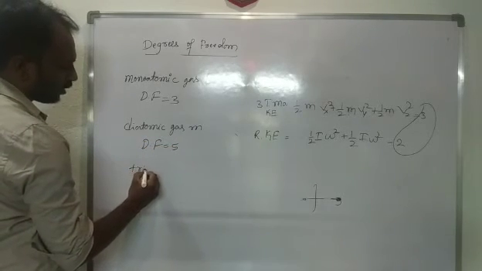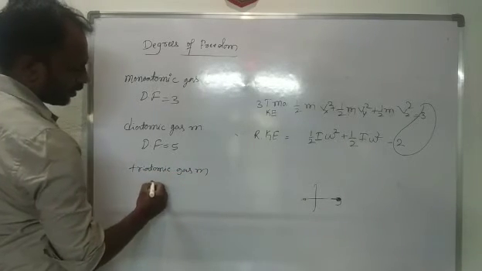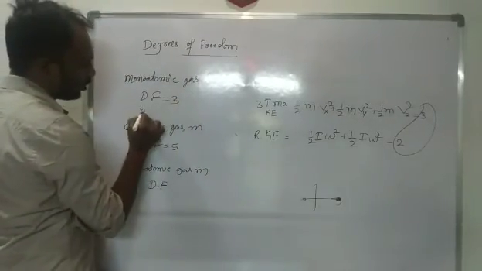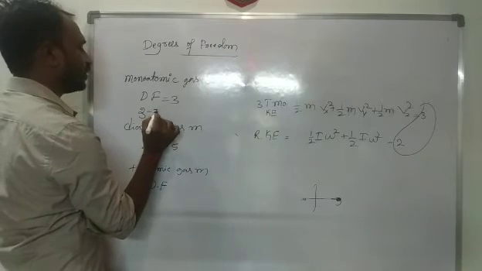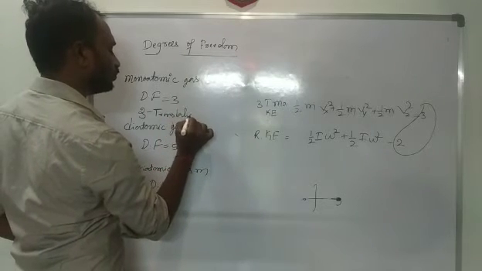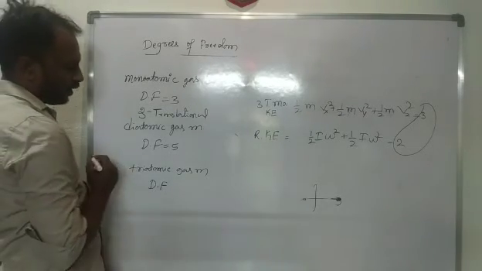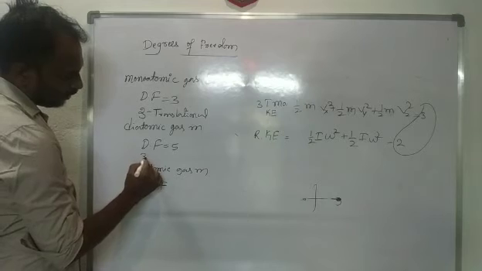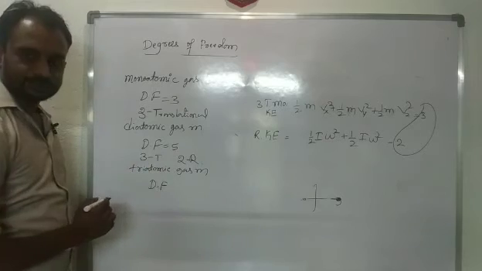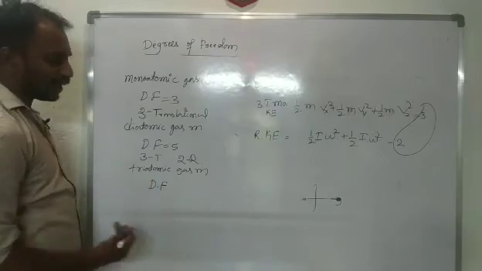Another one is triatomic gas molecules. So degrees of freedom. Okay, so here we consider 3 translatory motions, so degrees of freedom 3, and here we consider 3 translatory motion and 2 rotational motion. It means 3 translational kinetic energy and 2 rotational kinetic energy.